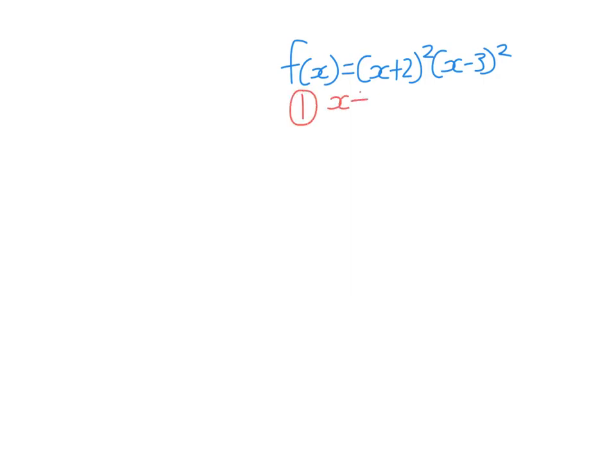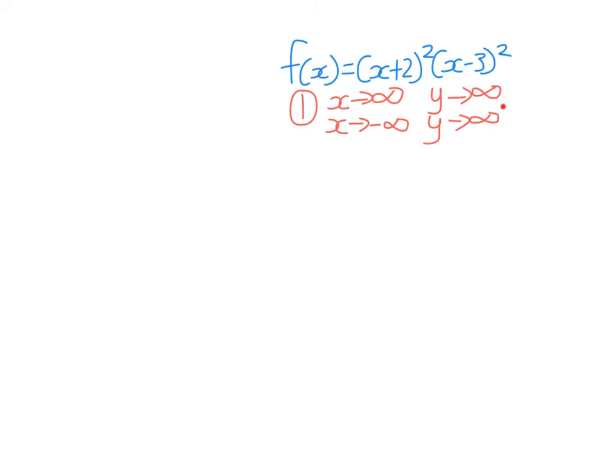So as x gets larger, this is always going to be positive. This is always going to be positive. So as x gets larger, y is going to get larger. But as x approaches negative infinity, it becomes more and more negative, y is going to approach positive infinity.